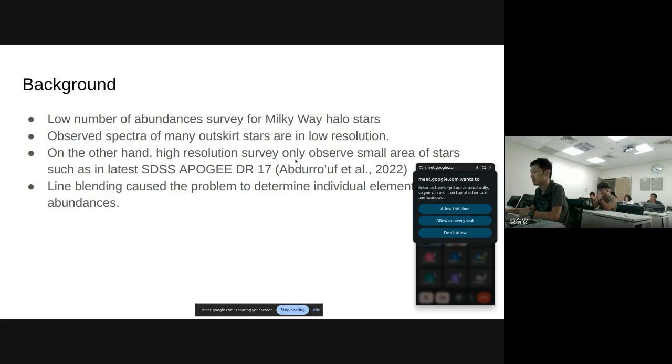On the other hand, high resolution spectra are only available in small amounts, for example in SDSS APOGEE DR17, which I think observes stars around the Milky Way disk. And there's a problem of line blending between various elements that makes it hard to determine individual elements.